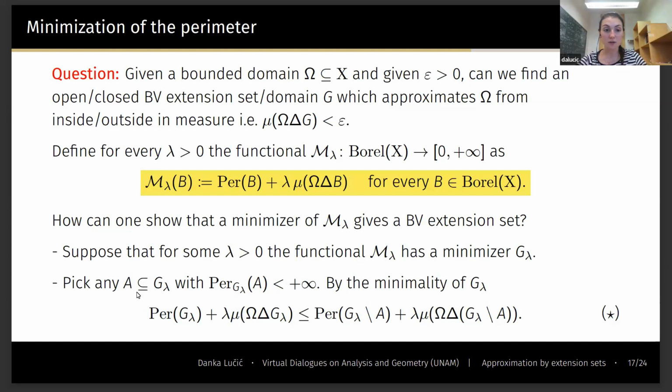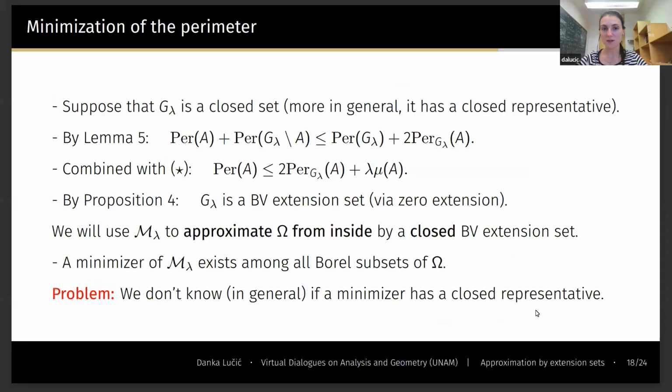Why? Because if I would like to do this outside, I wouldn't have something to compare with if I want to stay in the same class of sets. If I'm approximating from inside and taking out something of my set, it is still inside. But if I'm approximating from outside, this property is no longer satisfied. So those are two reasons why this kind of procedure is telling us that maybe we can get something by trying to approximate omega from inside by a closed BV extension set.